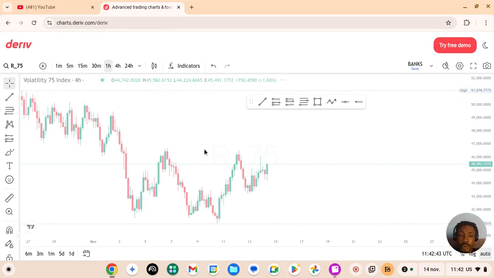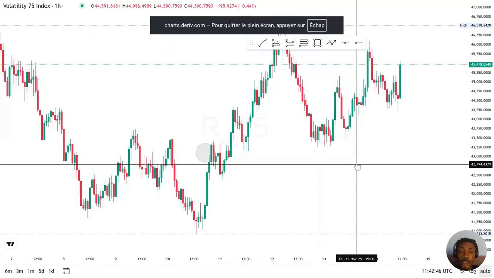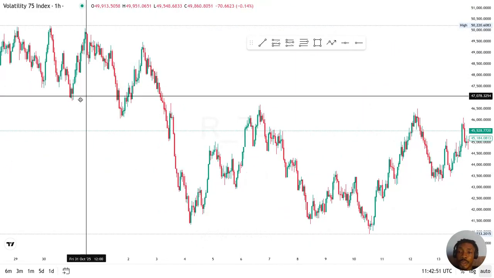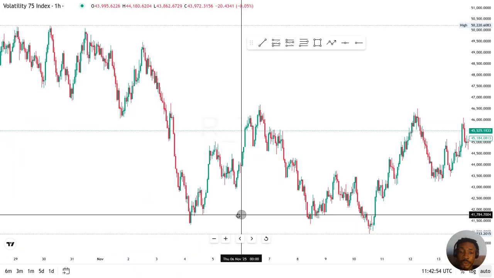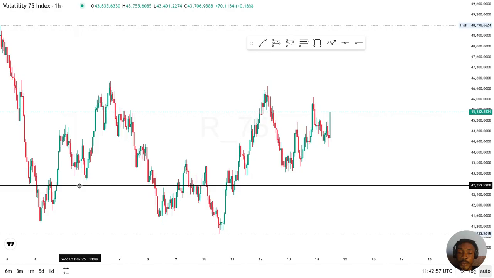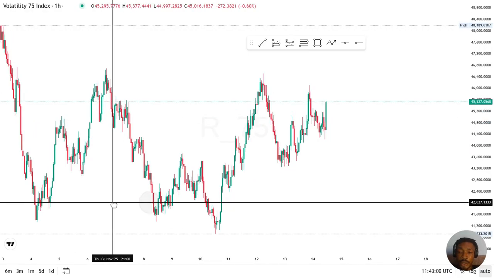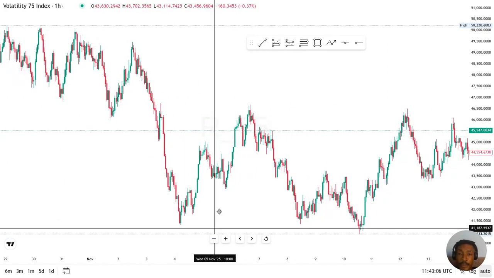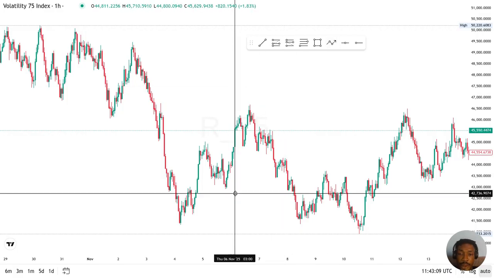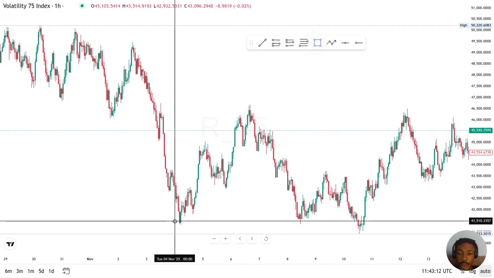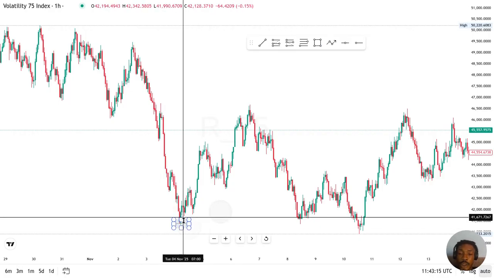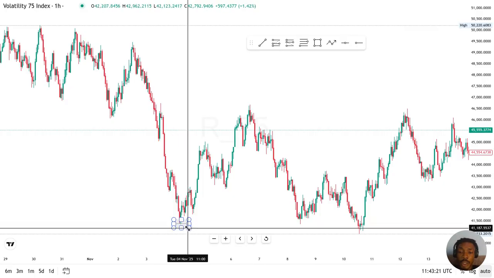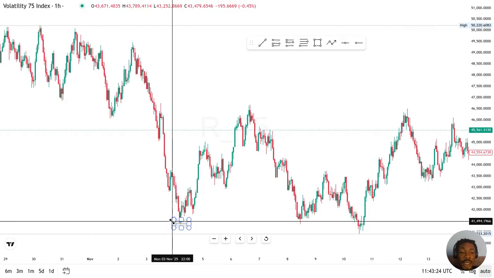Yeah, so we're on the 1 hour time frame. On the 1 hour time frame, we'll still see some break of structures. Then there's something very interesting that we are seeing here. Let me just take it here. This was meant to be the last low, the last 1 hour low. Yeah. So let's just consider this as the last 1 hour low.